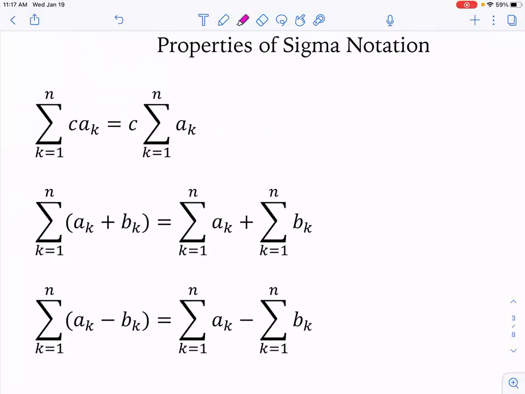If we are adding 2 things inside of our summation, we can break it apart into the sum of 2 summations. And same thing with subtraction. So if you want to combine the second and third, you can.